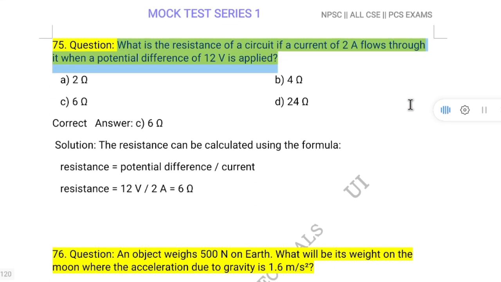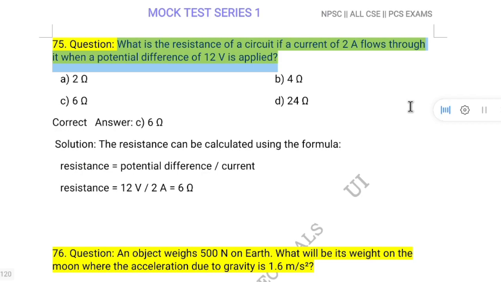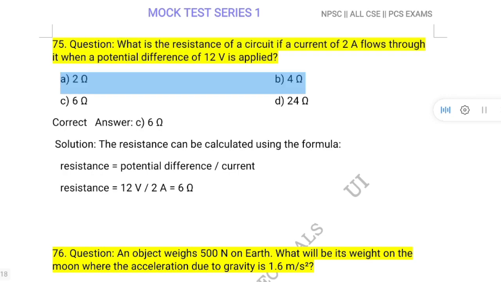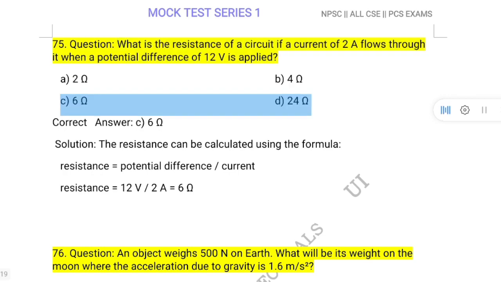75. Question. What is the resistance of a circuit if a current of 2 A flows through it when a potential difference of 12 volts is applied? A. 2 ohms. B. 4 ohms. C. 6 ohms. D. 24 ohms. Correct answer: C. 6 ohms.